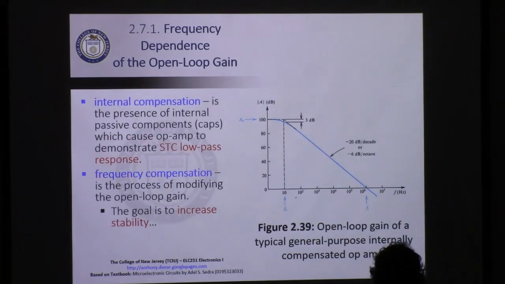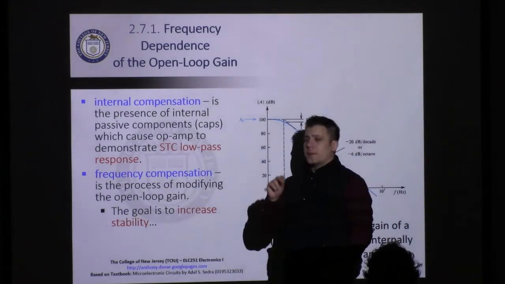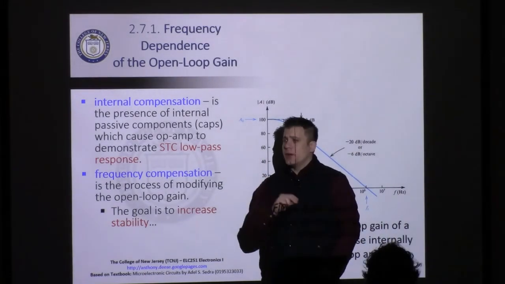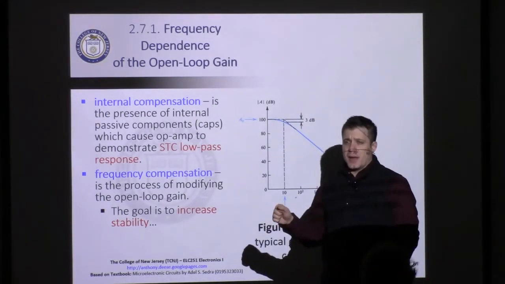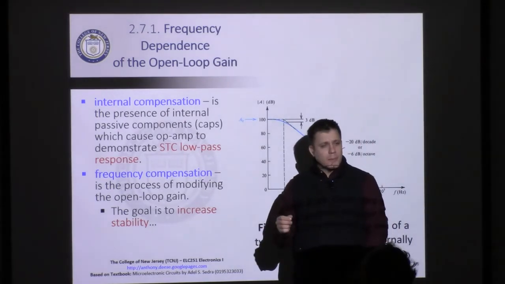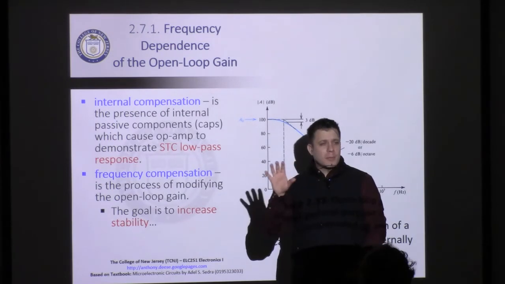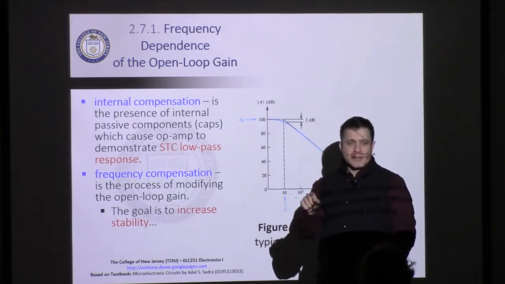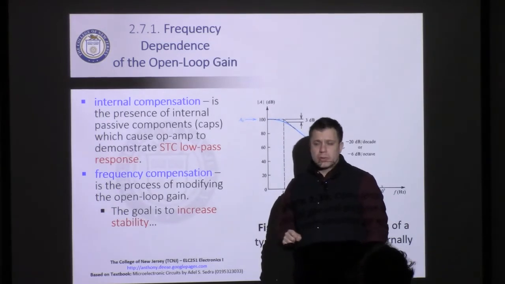So some terminology that we have to be familiar with. Internal compensation is essentially what we call the capacitive elements at the input of the amplifier, which cause this low-pass behavior. It's similar to the example that we did in Chapter 1, if you remember, where we analyzed the model representation of an op-amp where we had a capacitor and a resistor in parallel at the input. That would be an example of internal compensation.